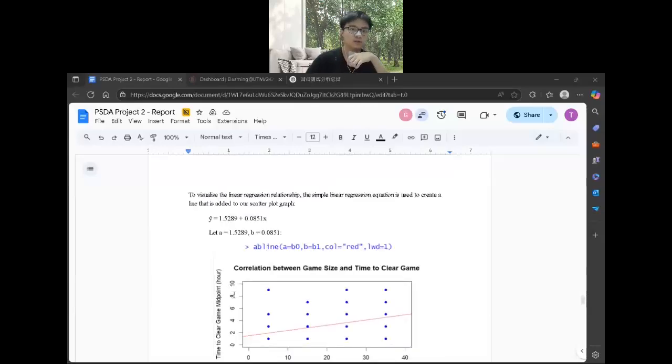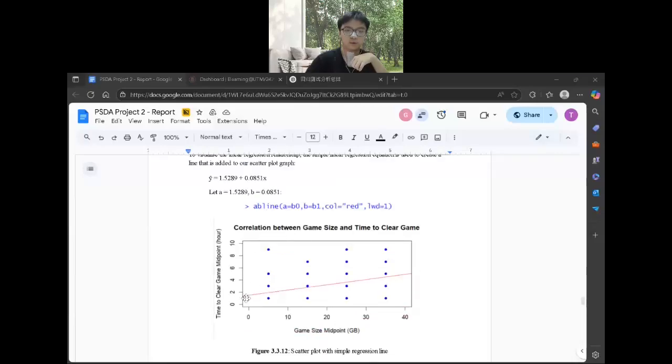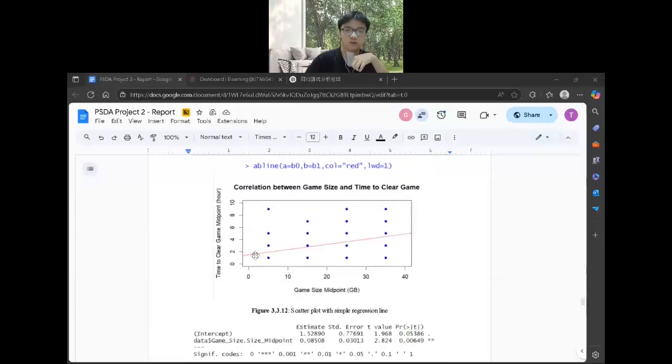So to visualize the linear regression relationship, the simple linear regression equation is used to create a line that is added to our scatter plot graph. The linear regression equation will be represented like this with a red line in the scatter plot. So this is how we draw the linear regression for the relationship.